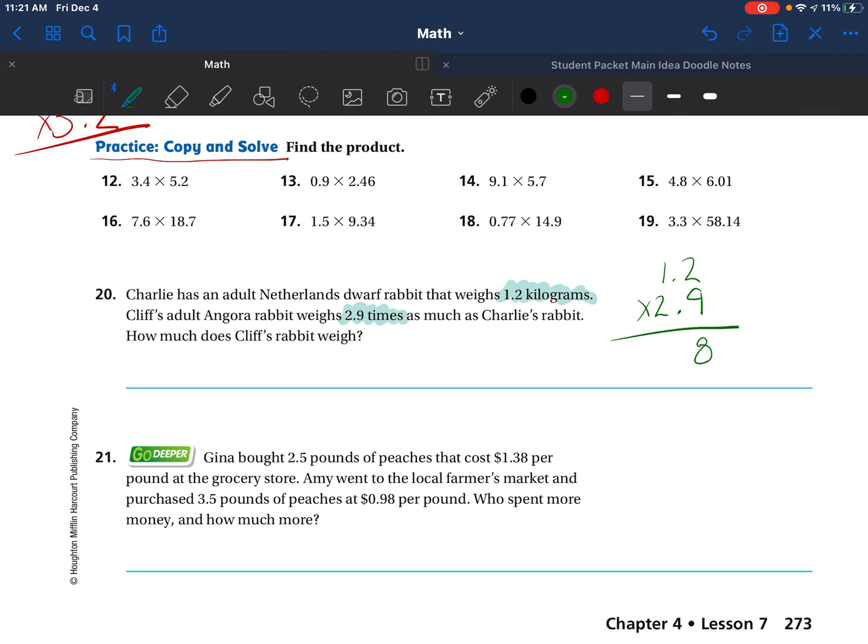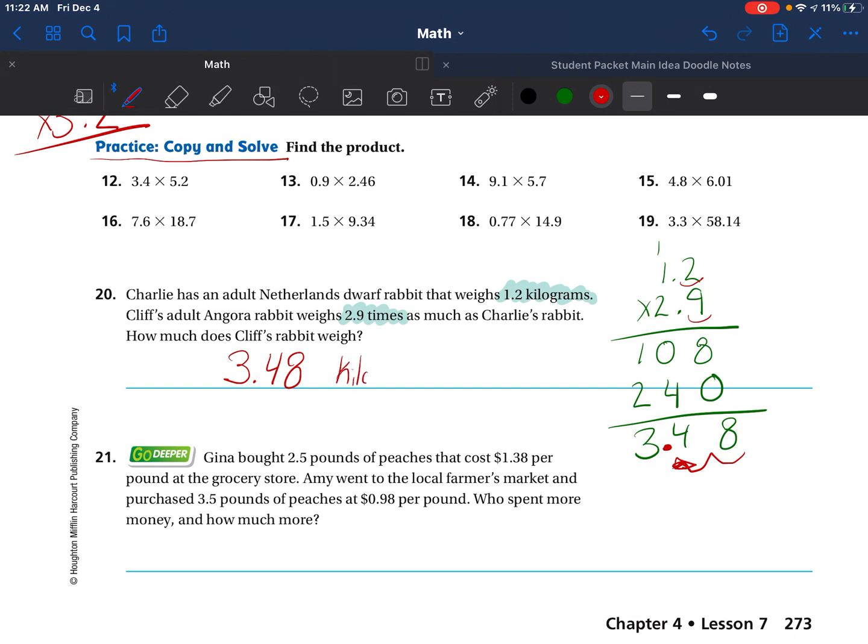9 times 2 is 18. 9 times 1 is 9, plus 1 is 10. Placeholder. 2 times 2 is 4. 2 times 1 is 2. Add them up. And now we place our decimal. 1 place, 2 places. So our answer is Cliff's rabbit weighs 3.48 kilograms.